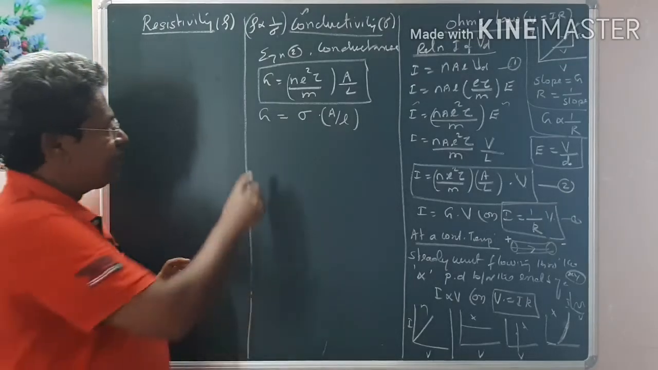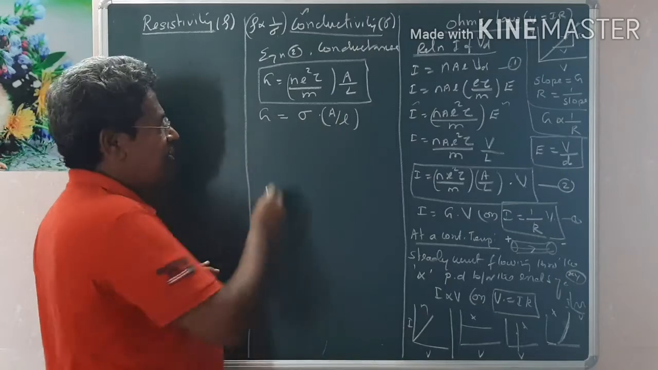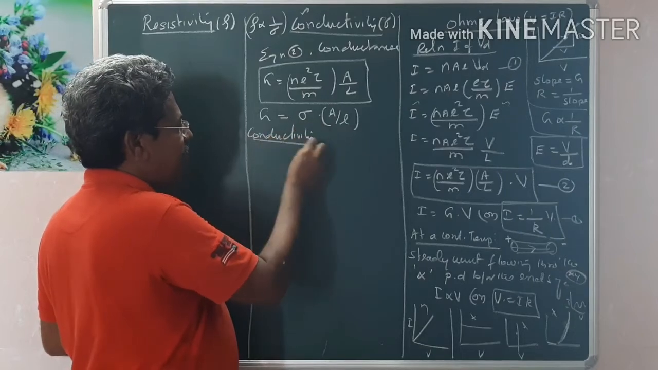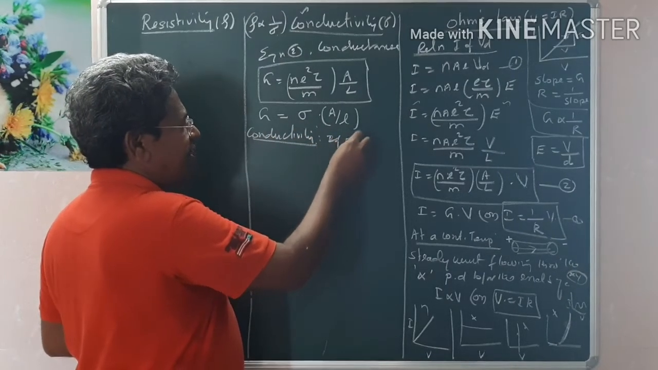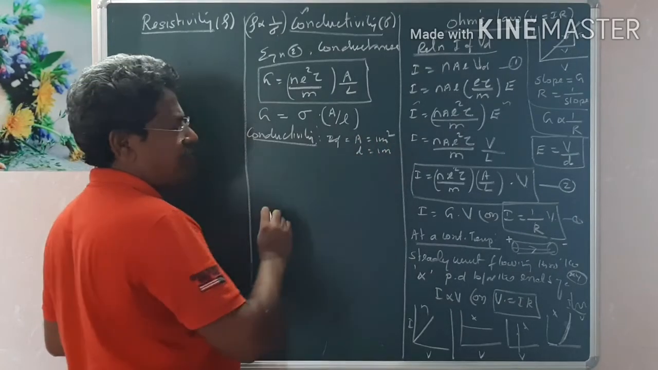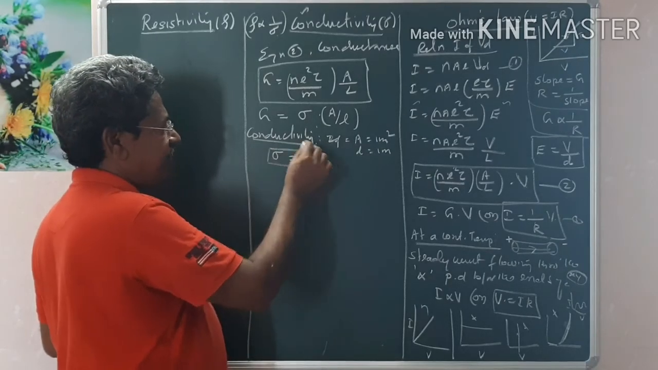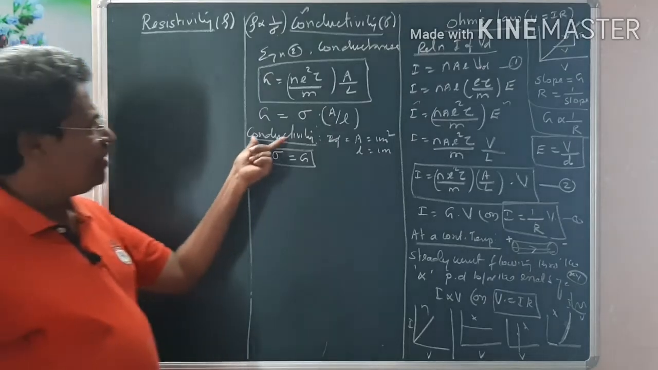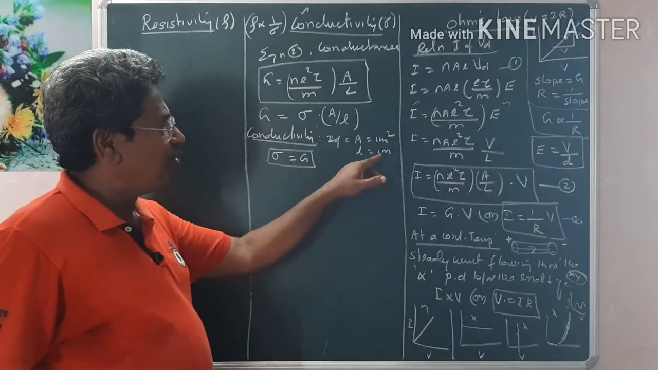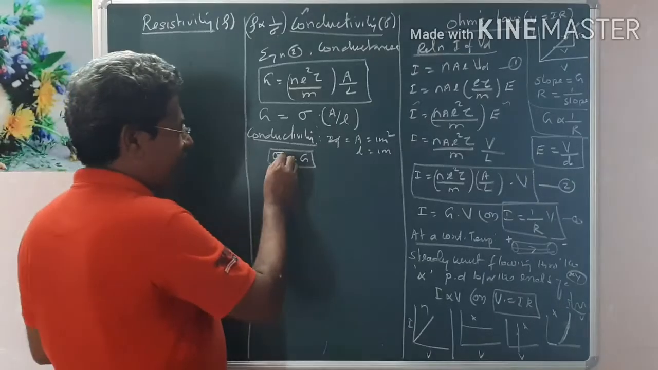Now I can say that conductance will be called conductivity if A and L are both equal to 1. Therefore, I am defining conductivity based on the above equation: if the area of cross section of the wire is 1 meter square and the length is 1 meter, then conductivity is equal to G, the conductance. So what is conductivity? Conductivity is defined as the conductance of a conductor having unit length and unit area of cross section.